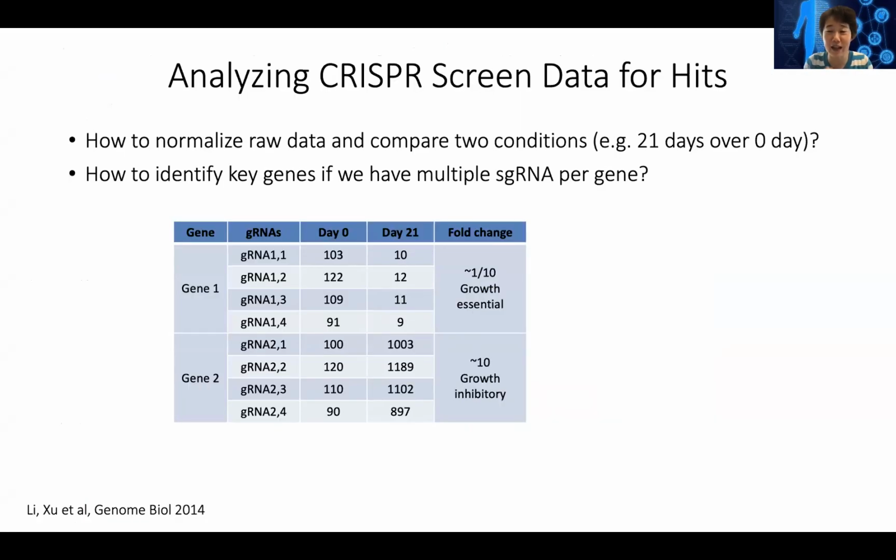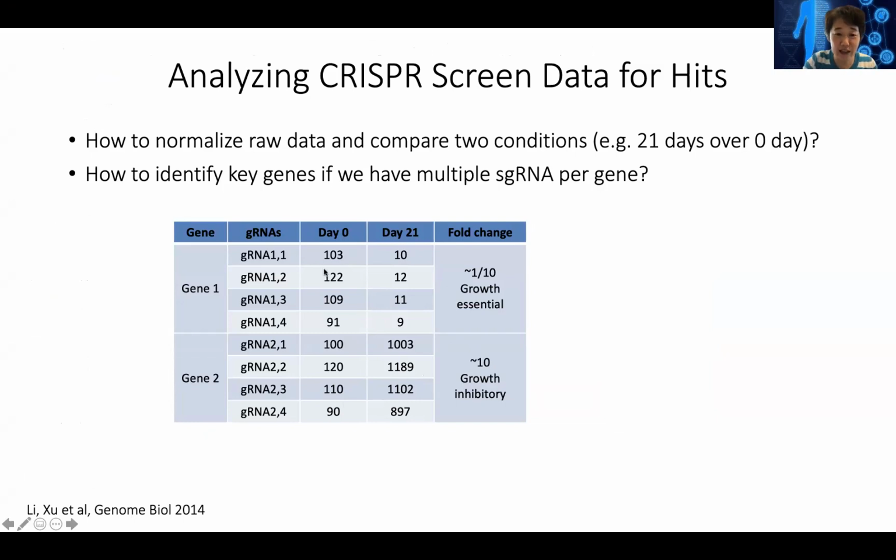This means the cell is negative, the gene is negatively selected, the gene is growth essential. But in another case, we see a 10-fold increase. This is growth inhibitory. Of course, we are looking at the most ideal situation.